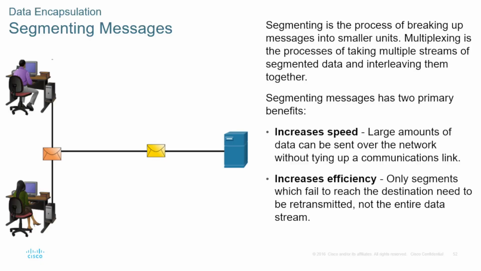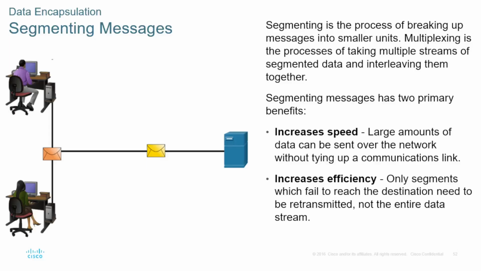Multiplexing then allows multiple streams of segmented data to be interleaved and sent over the network at the same time, making the process even more efficient. Segmenting messages provides 2 main benefits: increased speed, by allowing large amounts of data to be sent without tying up the entire communication link, and increased efficiency. If a segment fails to reach its destination, only that piece needs to be retransmitted, not the entire message. By segmenting and encapsulating data, networks can send large messages quickly and reliably.